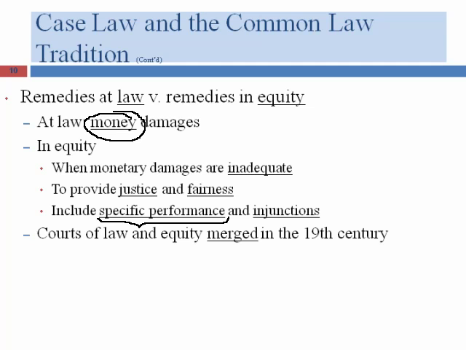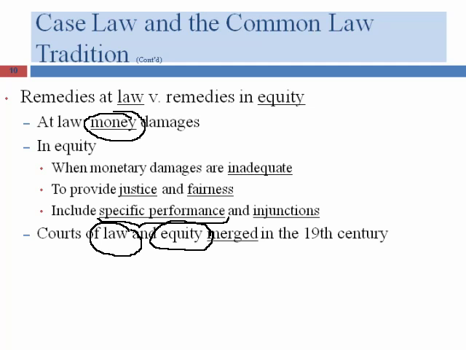And that is very advantageous for plaintiffs because now plaintiffs can go to one courtroom. They don't have to choose. Before, they had to say, do I want money more or do I want specific performance or injunctions more. But now they get to have both. They file in a court of law because it's the only kind that exists, but they can pursue equitable remedies as well as legal remedies. So that's the system that we have.